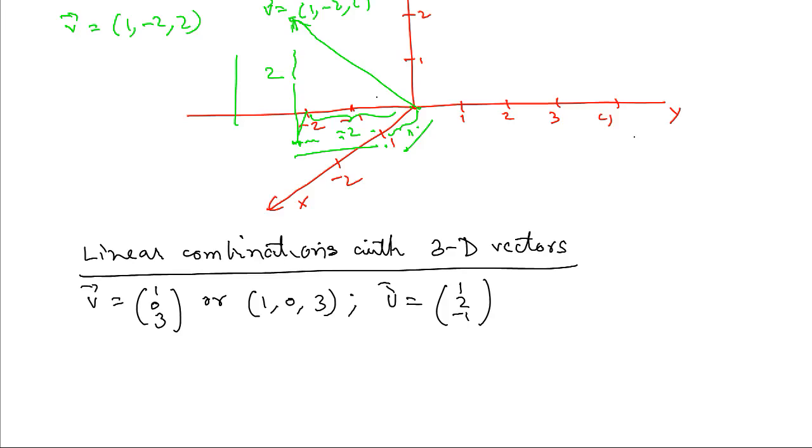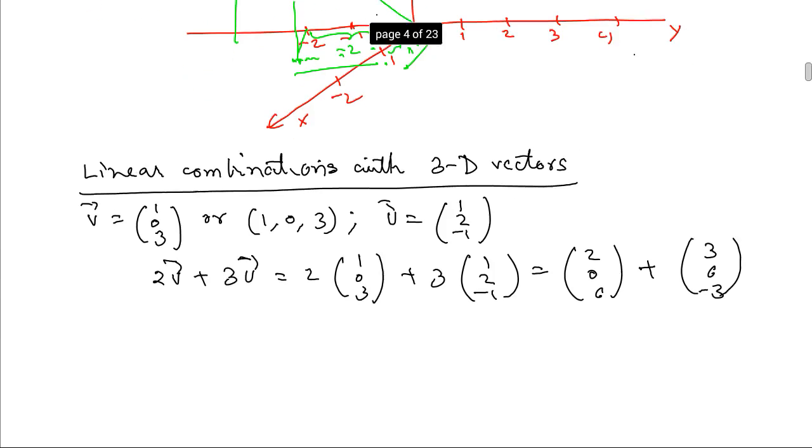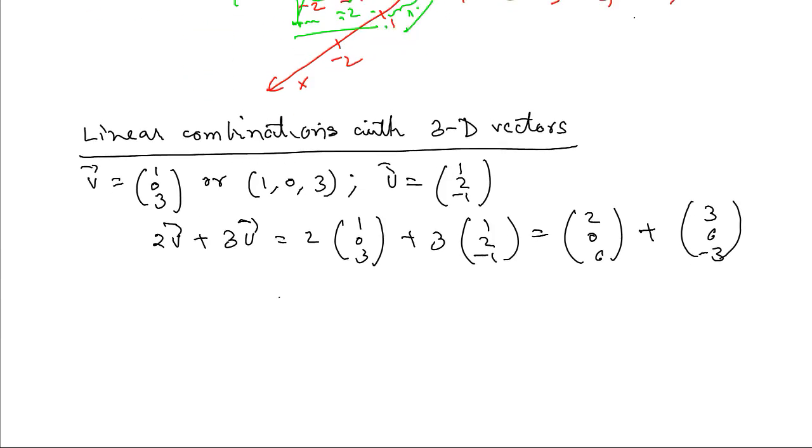Now we can do linear combinations again. Say I want to do, say, 2v plus 3u, no problem, you can do that. 2 times 1, 0, 3, plus 3 times 1, 2, -1, and again do the same rules. Scalar multiplication rule gives 2, 0, 6 and 3, 6, -3, and then you add up component wise using vector addition, and you will get 5, 0, 3. Okay, so far so good.